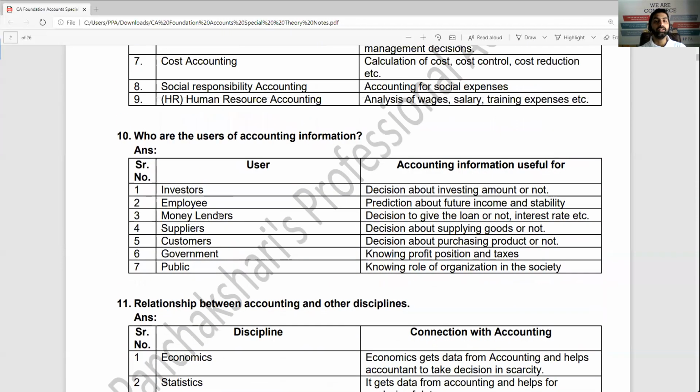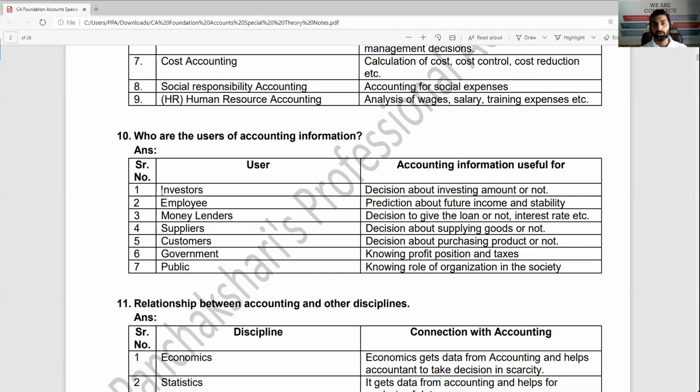Next short note is, who are the users of accounting information? Who uses this information? For example, if I upload this video on YouTube, who will use it? Obviously, all the foundation level students all over India can use it, not the CA intermediate level. So who are the users of accounting information? Investors, because they have invested a huge amount in your company.